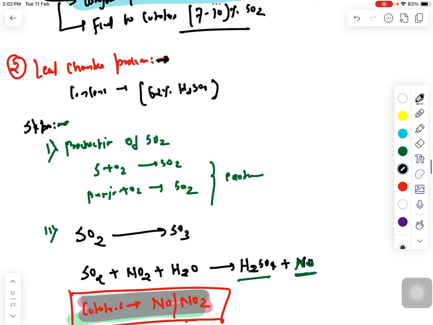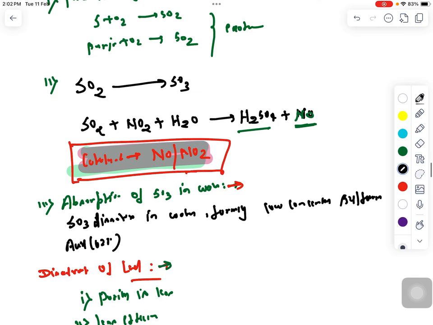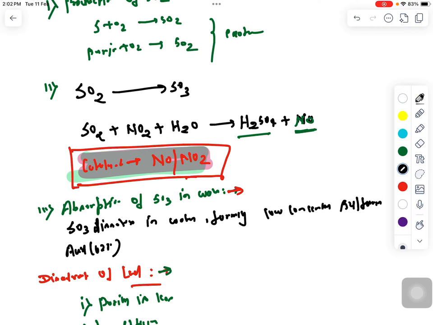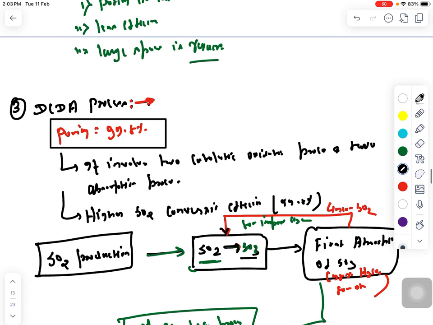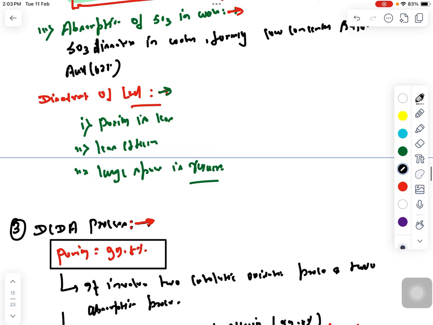Again, in the lead chamber process, the catalyst used is NO or NO2. The process happens similarly: it reacts with SO2, and SO2 reacts with NO2 and water, forming H2SO4, and NO is regenerated in this process, right? But the disadvantage of the lead chamber process is that the purity of H2SO4 you get here is only 62 to 68%, something like that. So purity is very less, it is less effective, and large space is required, right?